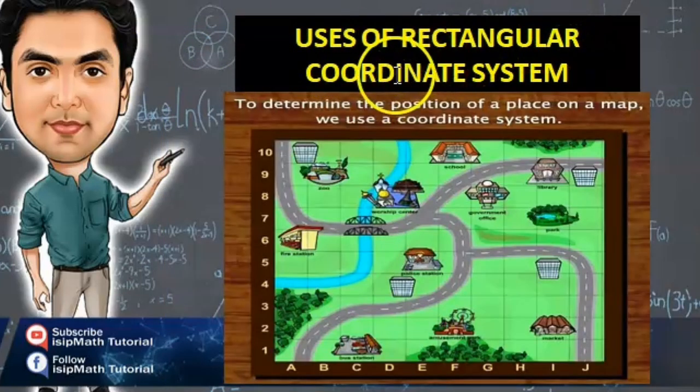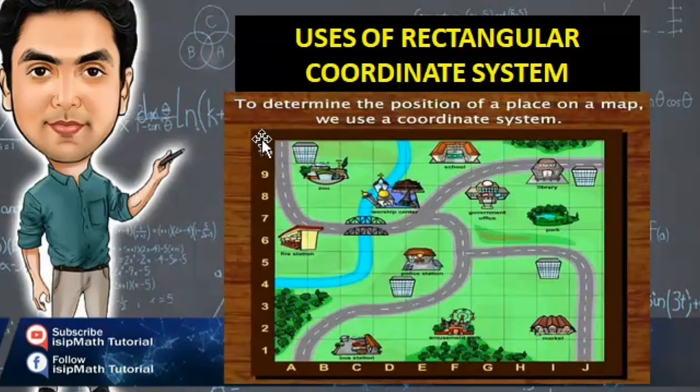Uses of the rectangular coordinate system. So ito po yung uses ng rectangular coordinate system. To determine the position of a place on a map, we use a coordinate system. Gaya nito. Ito po yung x-axis niya. A, B, C, D until J. Saka yung y-axis po niya 1 to 10.